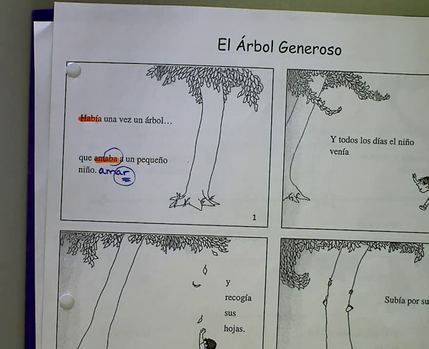Everybody's paper, you should have every verb either highlighted or underlined. And don't forget there's a back side to it.